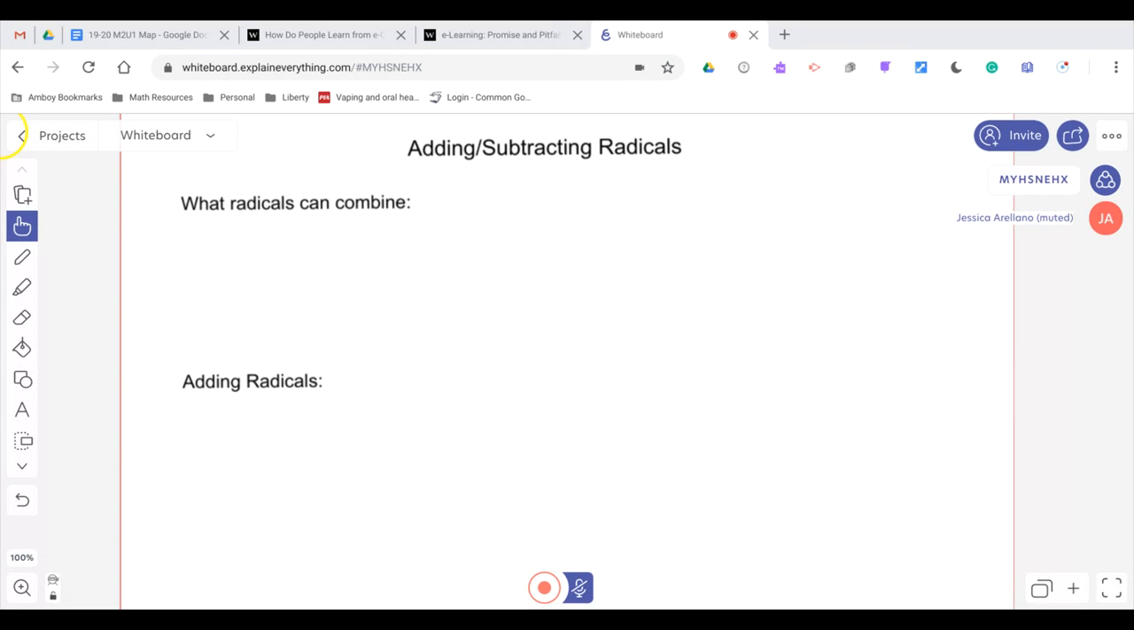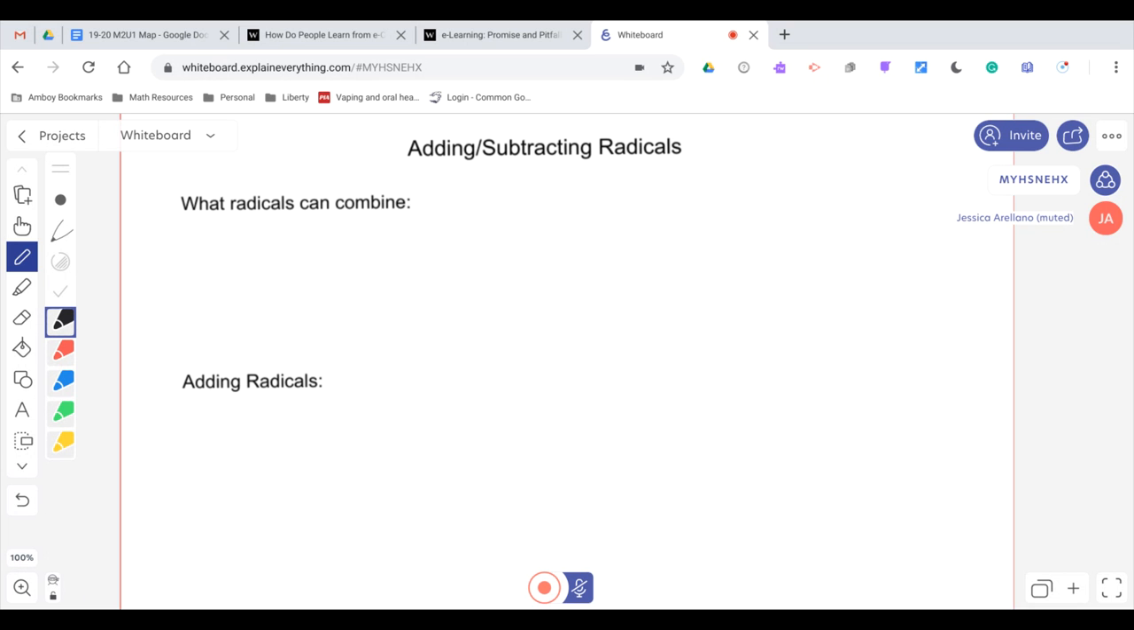Welcome back, Math 2. Today we're going to work with adding and subtracting radicals or radical expressions. Let's talk first about what radicals can combine. So we talked today a little bit about combining like terms, and you've been used to in the past that x's only go with x's, regular numbers only go with regular numbers, and that is still true.